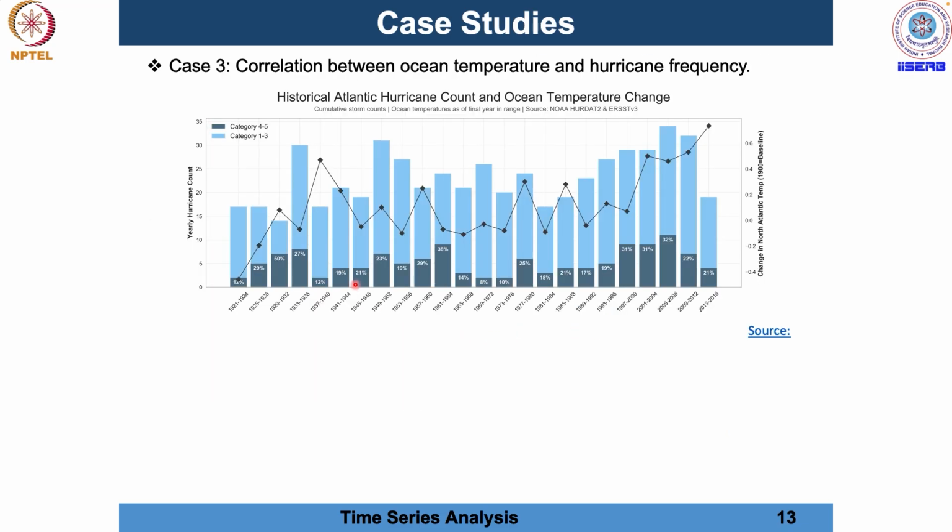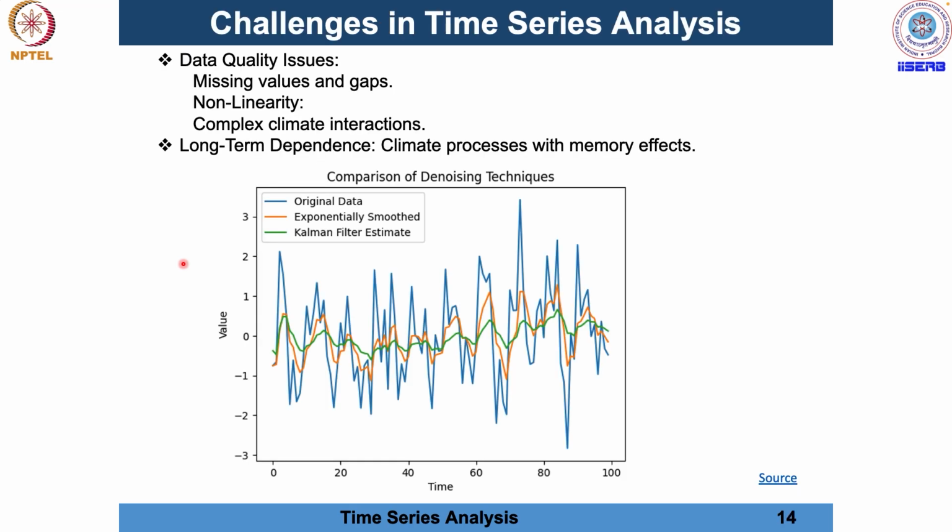Then there is case study 3, where people have looked at the correlation between ocean temperature and hurricane frequency. You can look at it: whenever you have higher temperature, the hurricane frequency has increased, which shows a one-to-one correlation between the temperature of the ocean and the hurricane intensity, and which can give you a clue about whether these two processes are somehow linked with each other. Then you can explore how these two processes are linked with each other, like that.